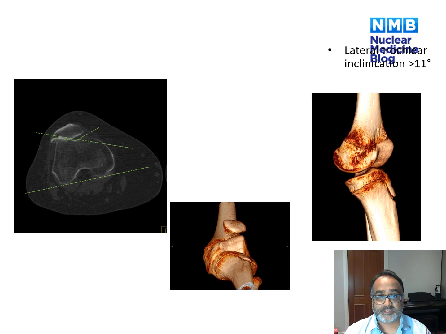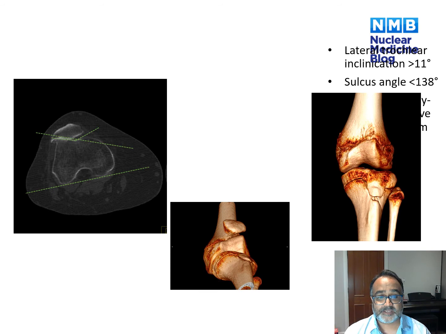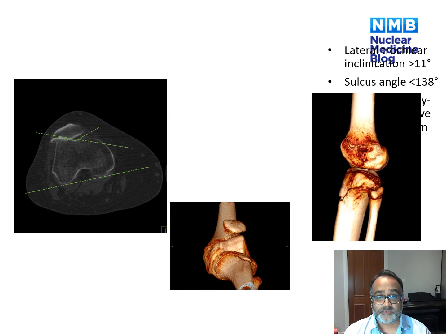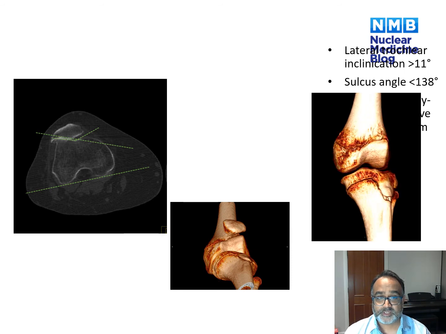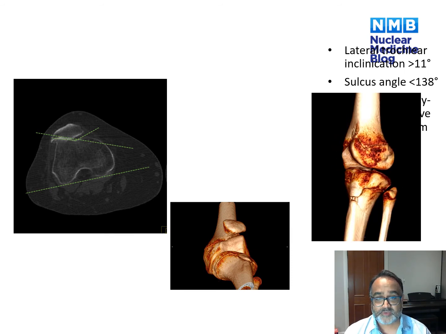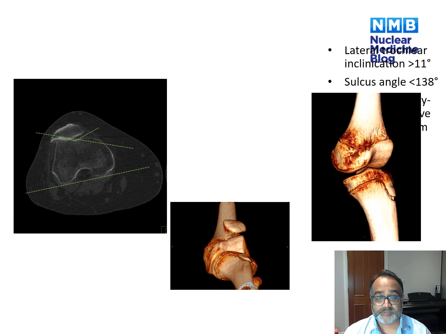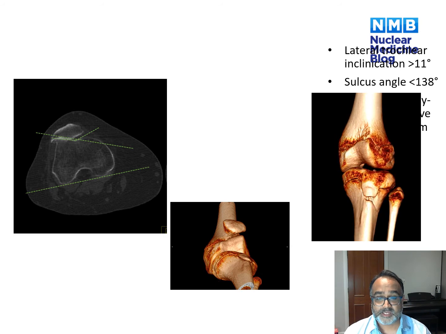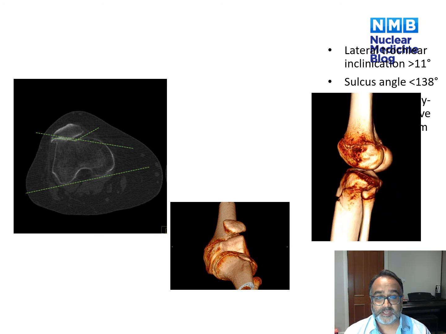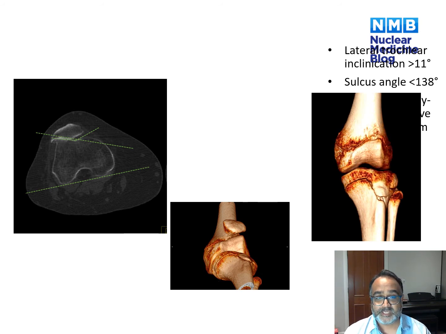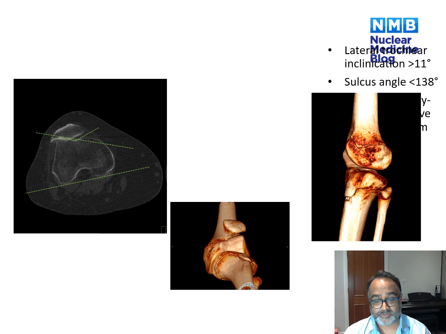You can also measure things like the lateral trochlear inclination, which should be greater than 11 degrees. If it's less than 11 degrees, it might indicate patellar maltracking or a predisposition to patellar maltracking. We can also assess the sulcus angle, which is usually less than 138 degrees. Finally, we can assess the tibial tuberosity to trochlear groove distance, which should be less than 15 millimeters. If it is greater than 15 millimeters, this can sometimes indicate that the extensor mechanism of the knee is extending a little bit too much at an angle, and as the knee is extended, the patella may be pulled laterally.